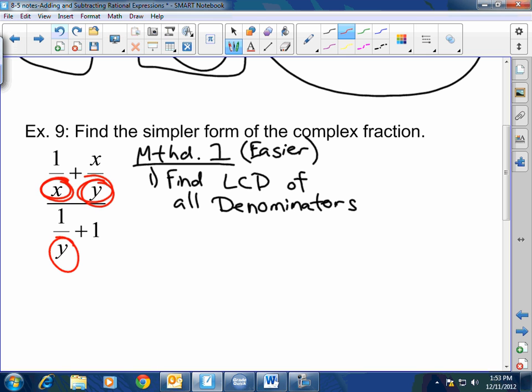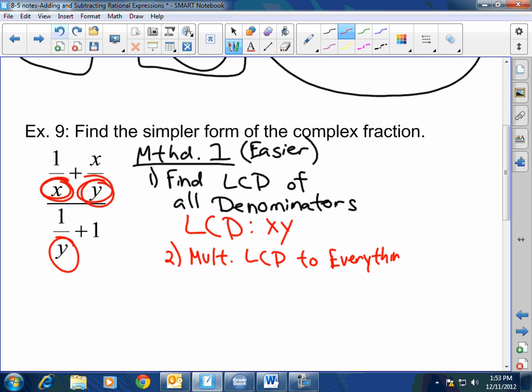So, first find the LCD of all the denominators of the individual fractions. Yes, very good. The LCD here is xy. Very good, guys. Now, here's the easy part. Step 2. Multiply the LCD to everything. Everything, period. To everything.